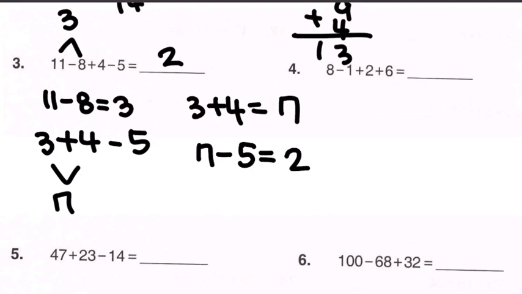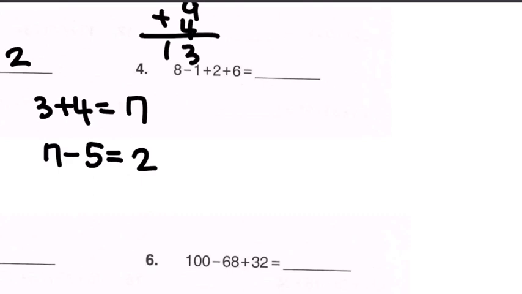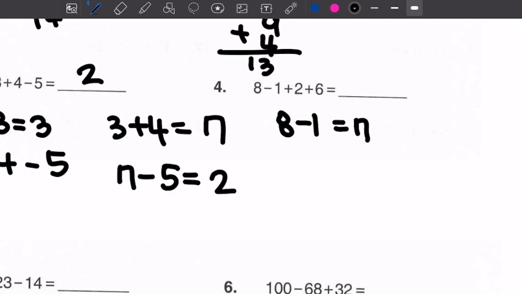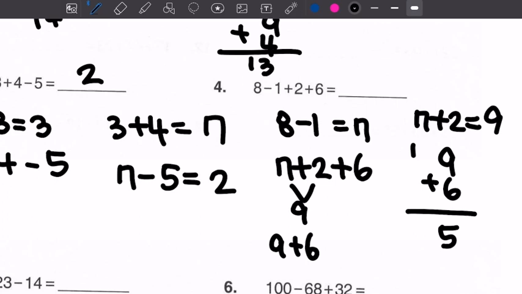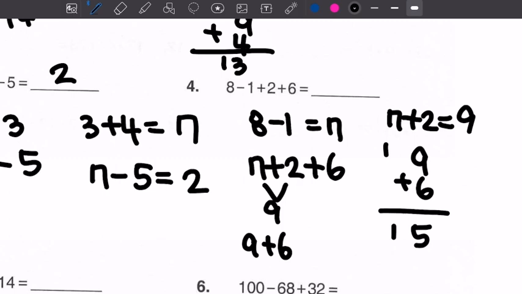Now, question number 4 also has 4 different numbers. We have 8 minus 1 plus 2 plus 6. Again, let's start from the left side. We have 8 minus 1 equals 7. Now, since we know that 8 minus 1 equals 7, we can rewrite this as 7 plus 2 plus 6. Again, starting from the very left side, we're going to do 7 plus 2. And we know that 7 plus 2 is equal to 9. And since 7 plus 2 is equal to 9, the last step is 9 plus 6. And we know that 9 plus 6 is equal to 15. Therefore, we know that 8 minus 1 plus 2 plus 6 is equal to 15.